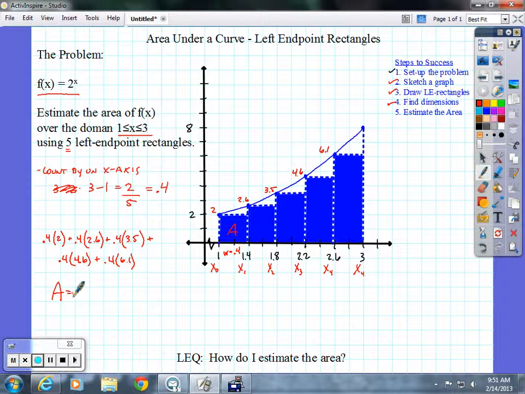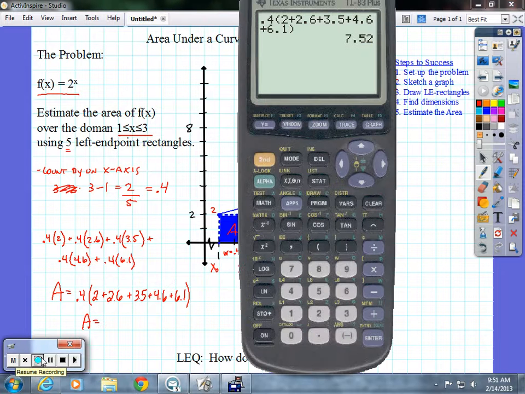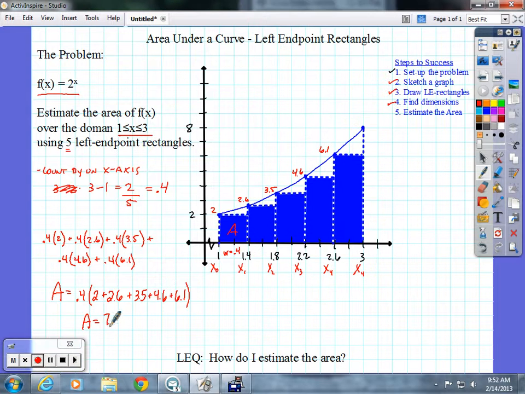Now again, a shortcut to that is if we continually multiply by 0.4 like we did here, we can factor that 0.4 out in front and then just add up our y values. So that's something small that will come in handy later, and you should see how this is going to set up the use of our sigma notation, because we're adding a bunch of numbers together. Okay, so our estimate for the area then becomes 7.52 units squared. And again, that's a left endpoint estimate.